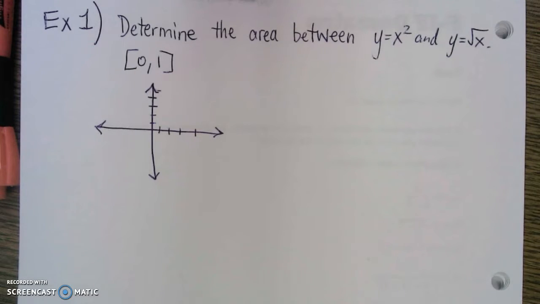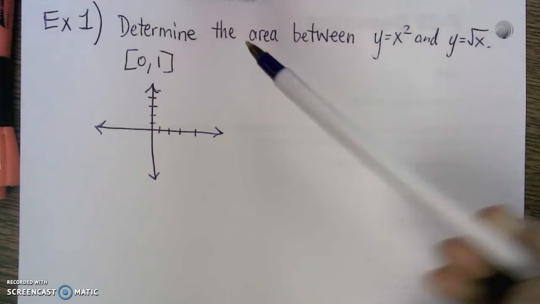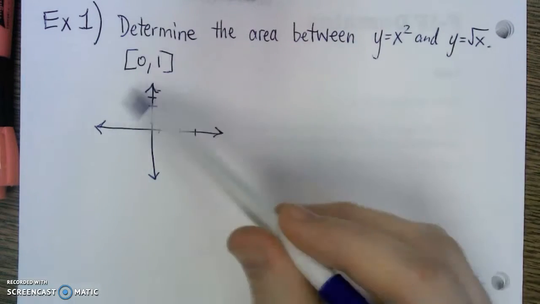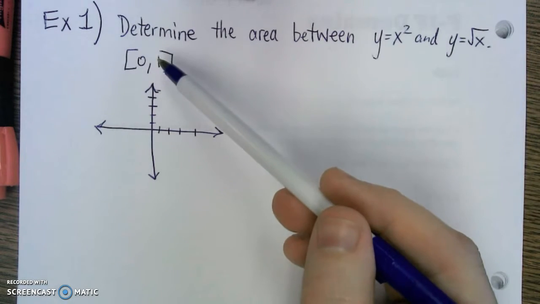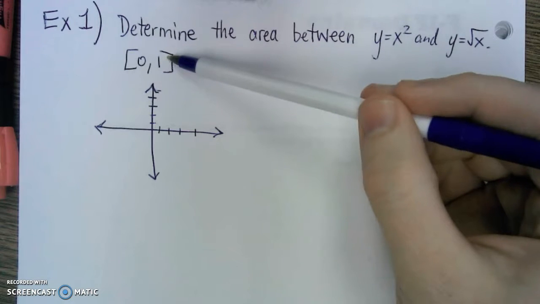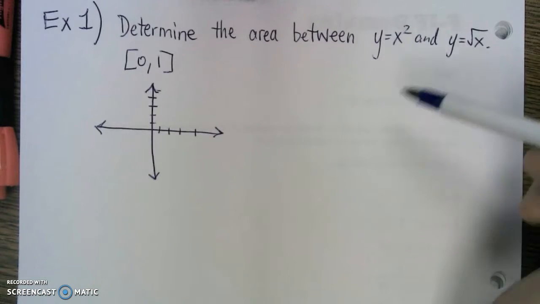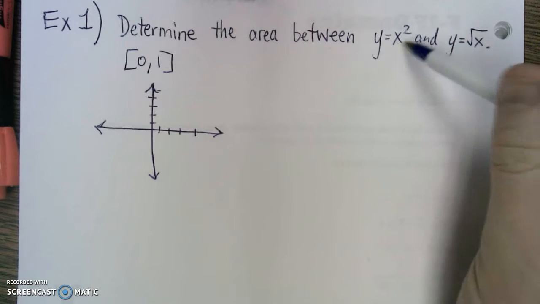In example one, you are determining the area between the curves x squared and square root x between 0 and 1. They're kind of telling you where the intersection is, 0 and 1, but this doesn't always mean that the curves are intersecting there. So you can either draw a graph of what they give you, or you can set them equal and find their intersection.